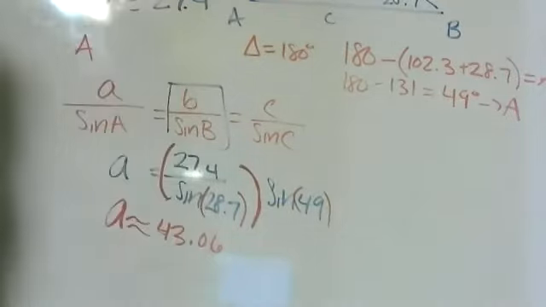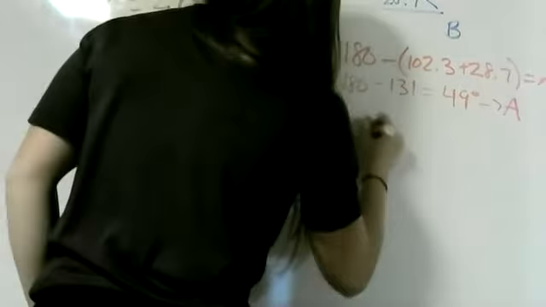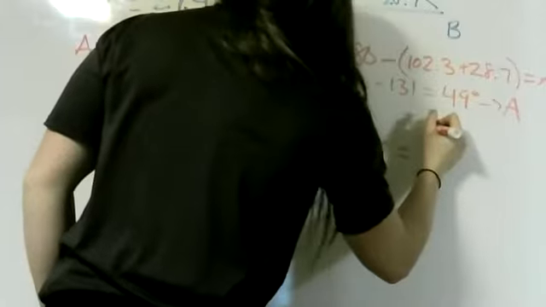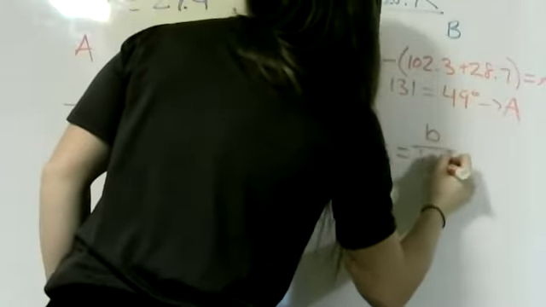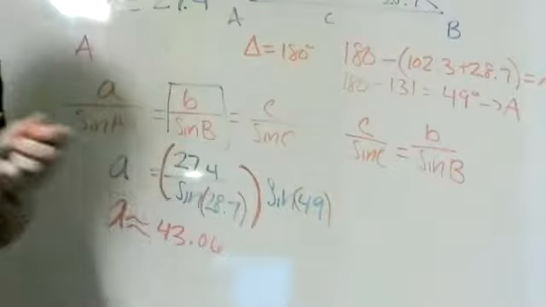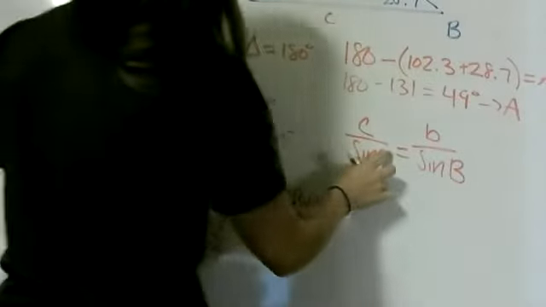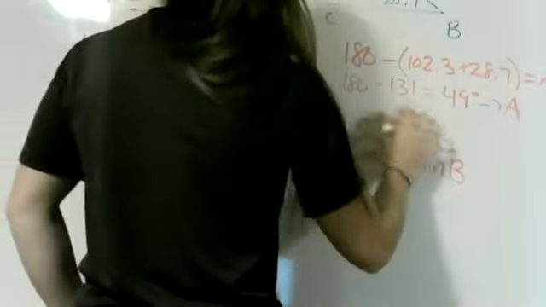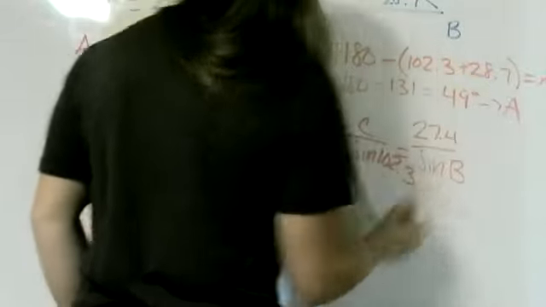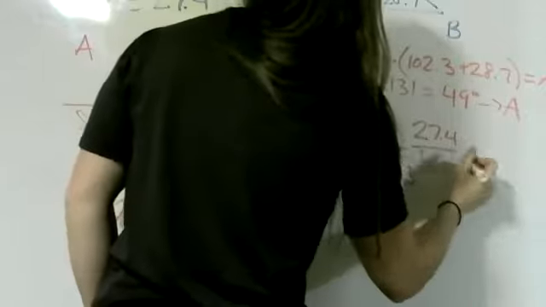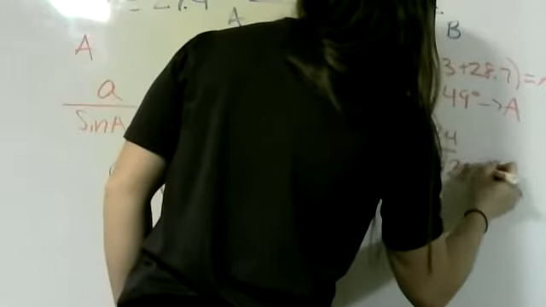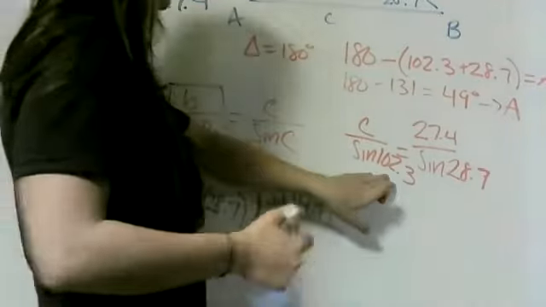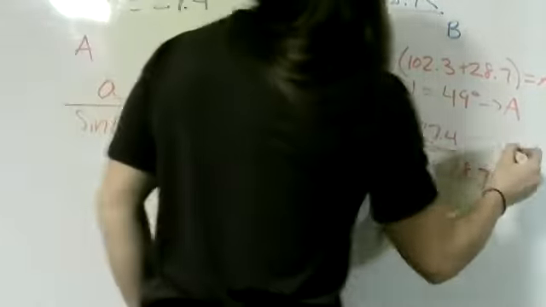So we can look at this exact same thing for C. I can say C over sine C equals B over sine B. I'm going to fill in the things that I do know. So I know that my C is 102.3, my B is 27.4, and my angle measure B is 28.7.